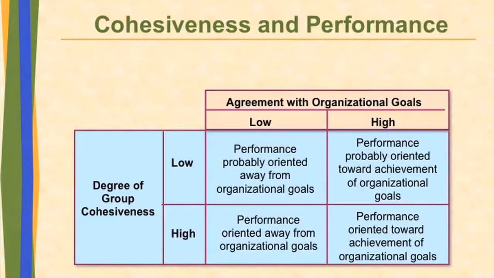You can take a look at this particular chart that looks at when you have low and high organizational goals and achievement, about how performance works in that. When people feel that there's a strong degree of cohesiveness and it matches with agreement on organizational goals, they tend to have higher performance. One of the things that may happen in groups is a phenomenon known as groupthink.